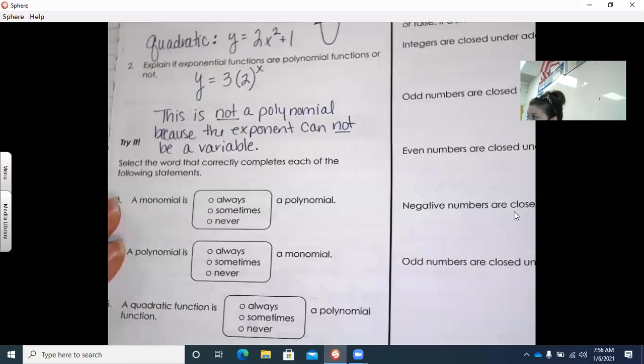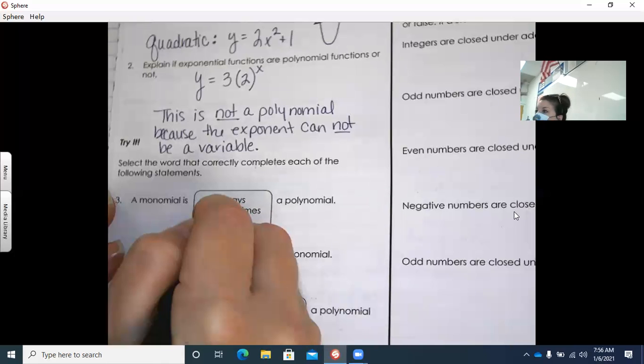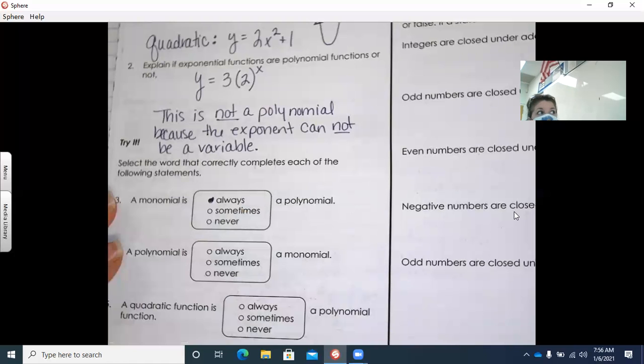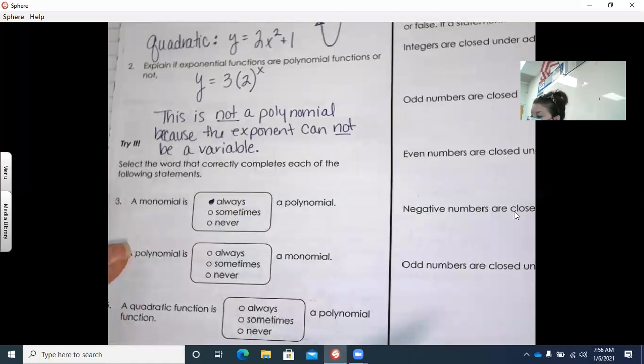Damon? What do you think? Need you awake, please. Always. A monomial is always a polynomial. Remember, polynomial is the broad term. If it's considered a monomial, it will always be a polynomial.